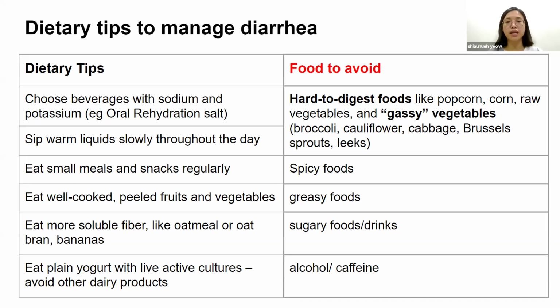There are also foods that you should avoid, such as hard to digest food like popcorn, raw vegetables, or certain gassy vegetables like broccoli, cauliflower, cabbage, Brussels sprouts, or leeks. Spicy food, greasy food, sugary foods, drinks, as well as alcohol and coffee should also be avoided to reduce any stomach irritation.